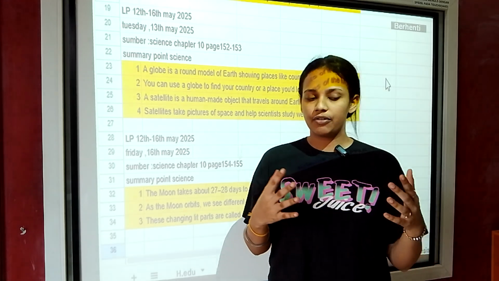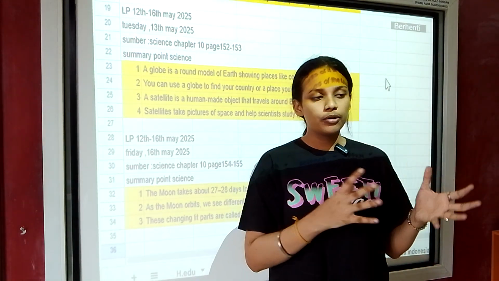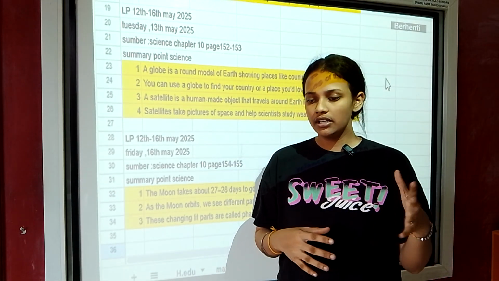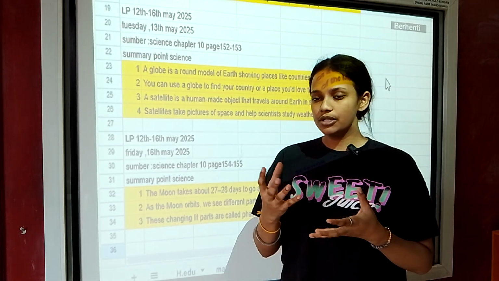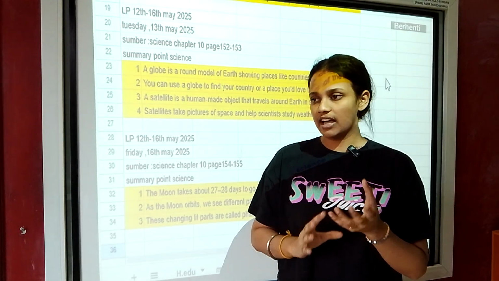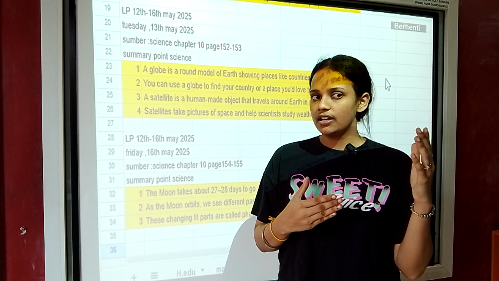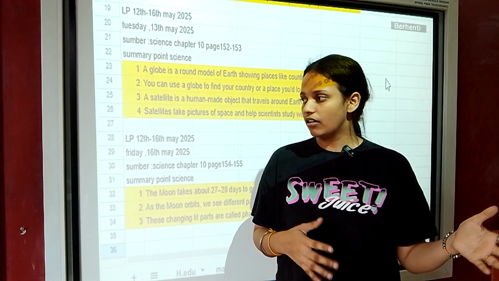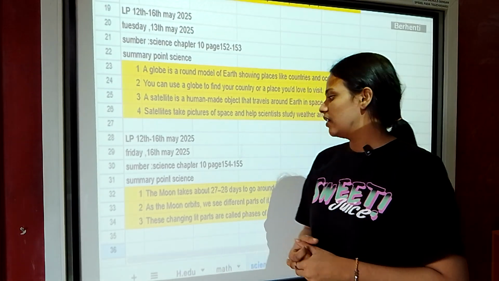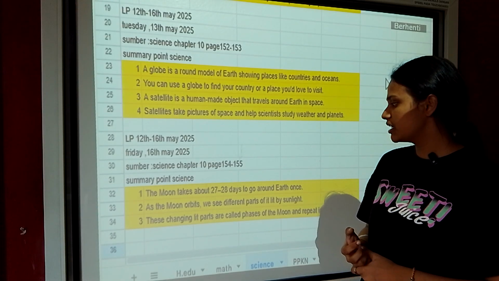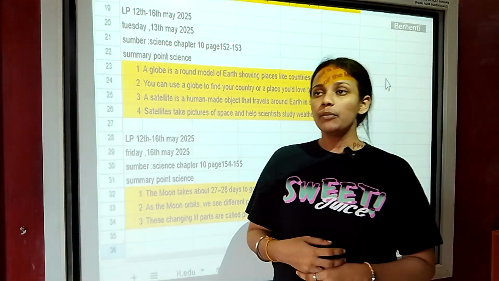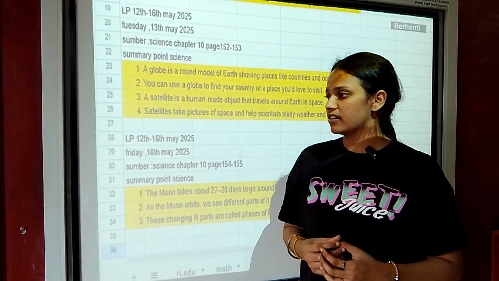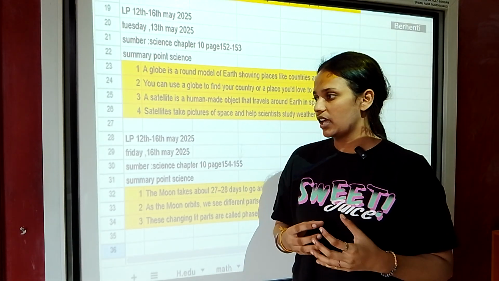The moon phase also comes with a different shape every month. Maybe half, maybe full, something like that. As the moon orbits, we can see different parts lit by sunlight. So the moon doesn't have its own light.